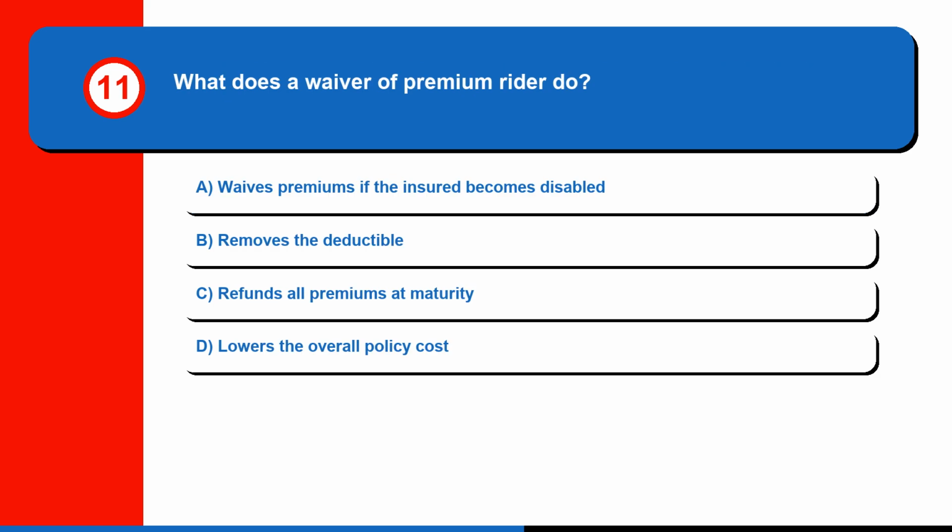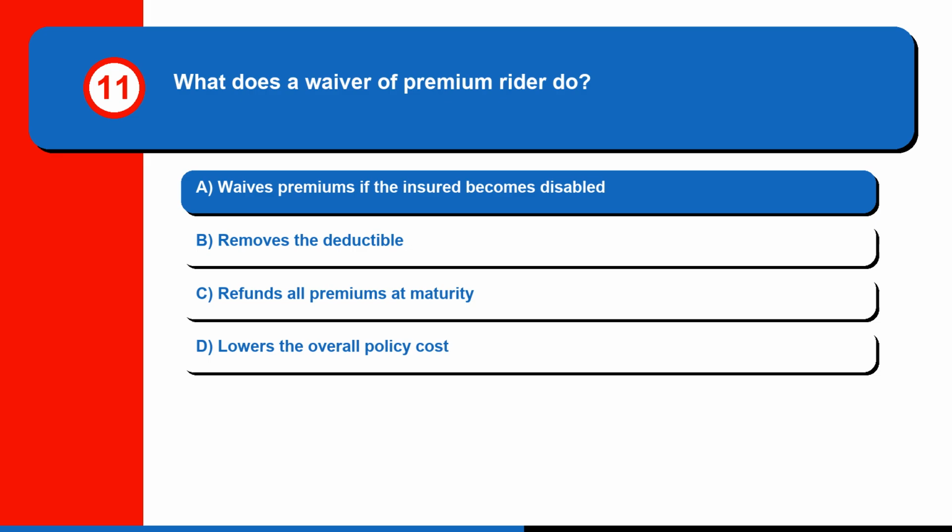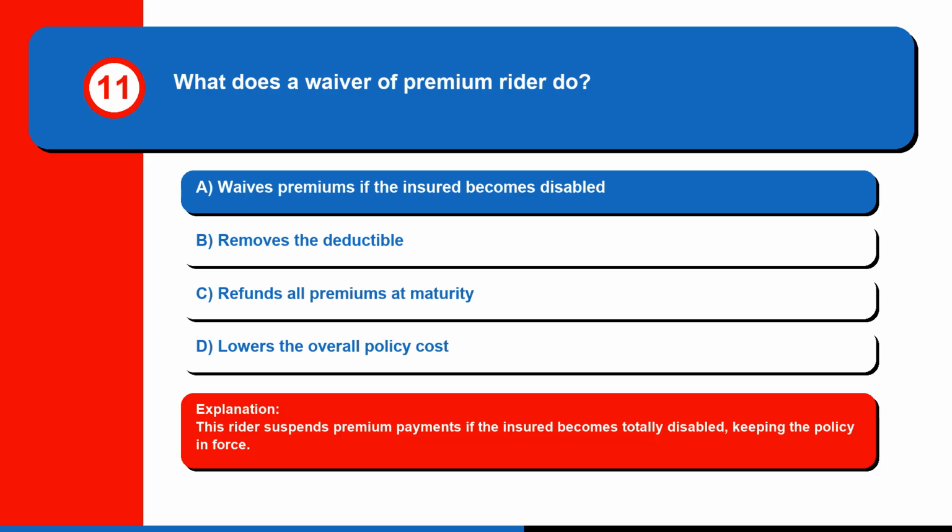Question 11. What does a waiver of premium rider do? A. Waives premiums if the insured becomes disabled. B. Removes the deductible. C. Refunds all premiums at maturity. Or D. Lowers the overall policy cost. The correct answer is A. Waives premiums if the insured becomes disabled. This rider suspends premium payments if the insured becomes totally disabled, keeping the policy in force.